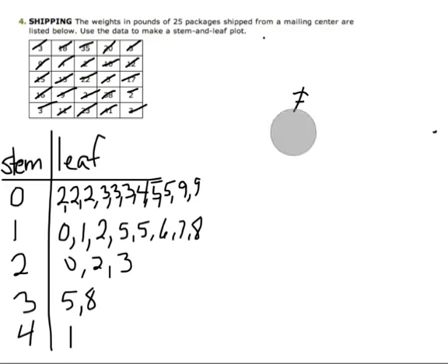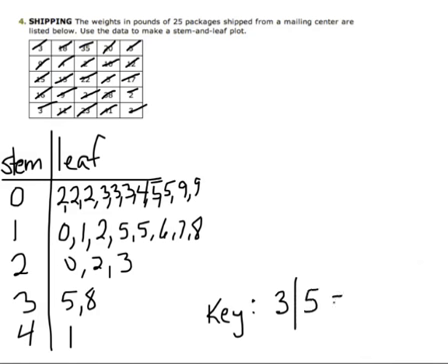Now, they're very easy to make. One of the things that you can't forget to do is to give your key. And the key is going to look like this. You're going to pick one. It doesn't matter what number you pick. I'm going to pick 35. So 3 line 5 equals 35. So that the person who is looking at the data understands what's the stem and what's the leaf. In this case, the stem was the tens place, the leaf was the ones place.